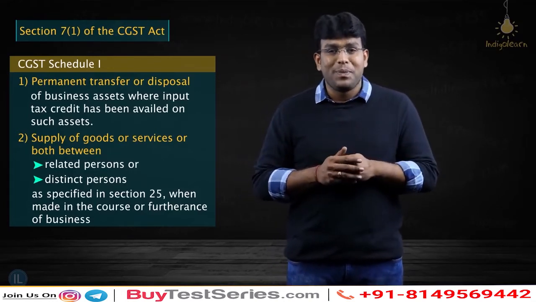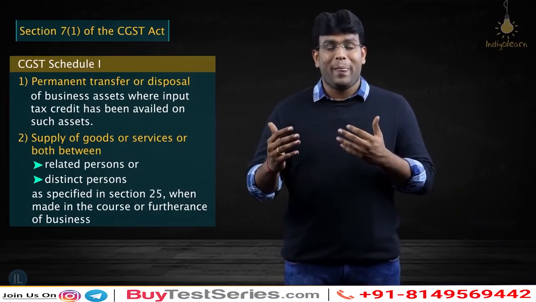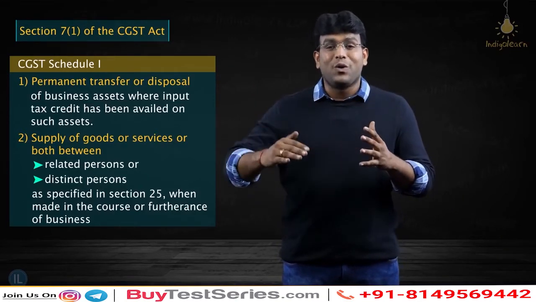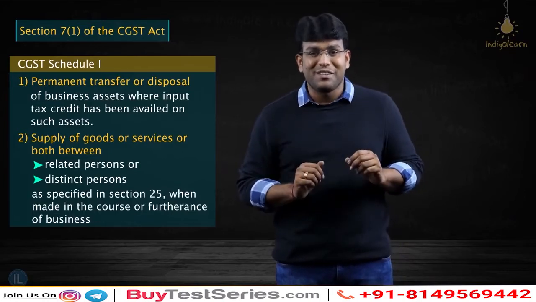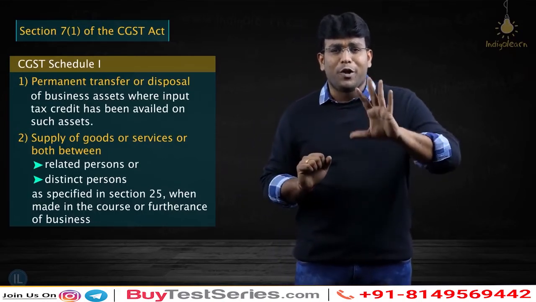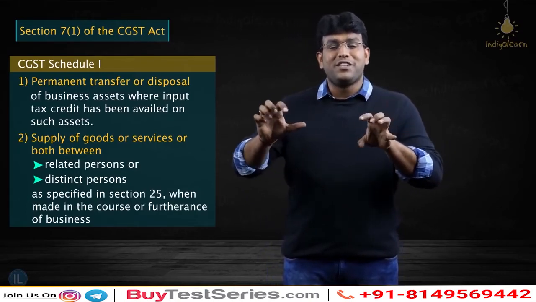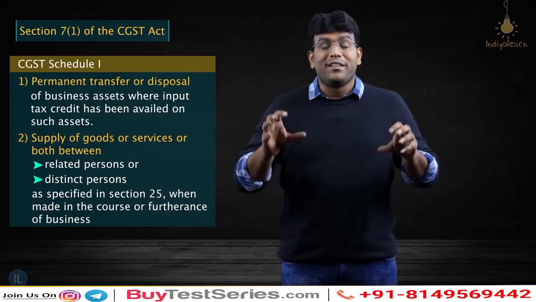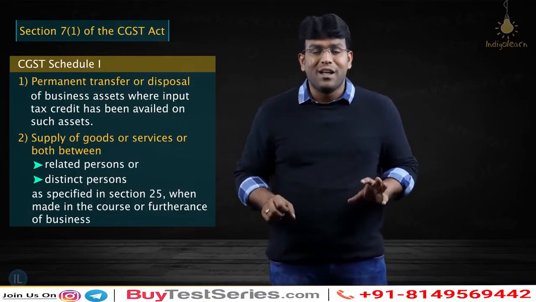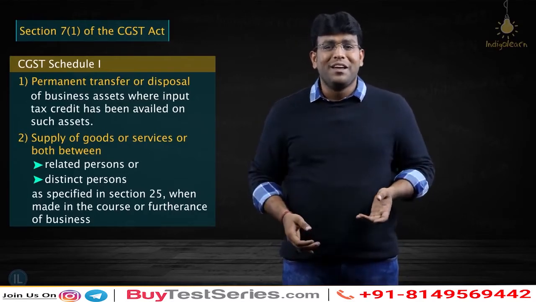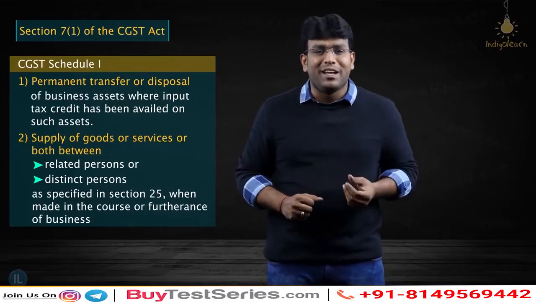The second point says supplies between distinct or related persons in the course or furtherance of business. This point will take a lot of time to understand. Now when I say supplies between distinct or related persons in the course or furtherance of business, the big question that will come is, who are these persons called distinct persons? Some time back I told you very clearly, there is something called Karachi Bakery Gujarat, Karachi Bakery Chennai.